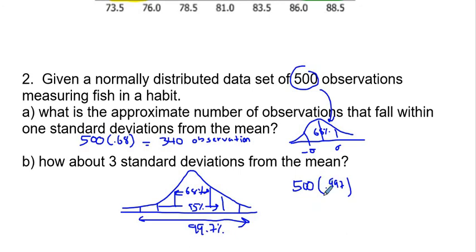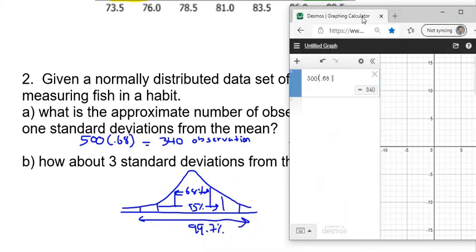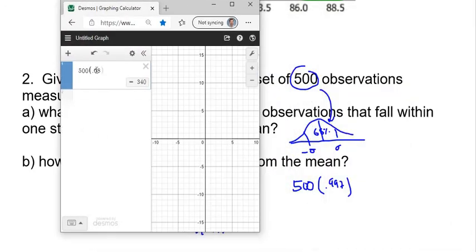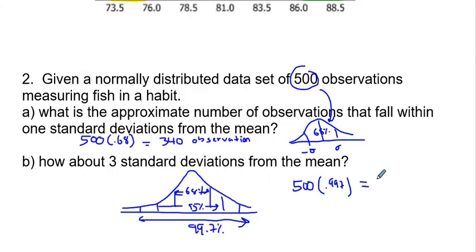Some students will say, well, why do I need a decimal? You can't actually do math with a percentage. All percentages need to be turned into a decimal in order to complete the mathematical requirements. So in this problem, we're going to have 500 times 0.997, and that comes out to... let me make sure I look at that closely.